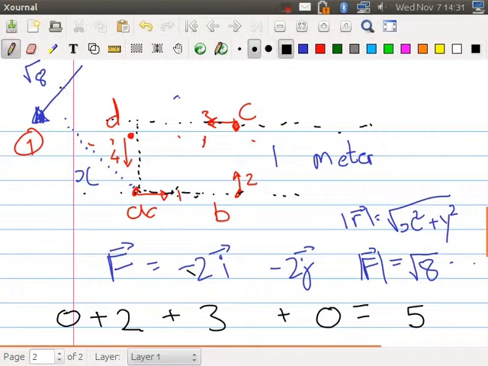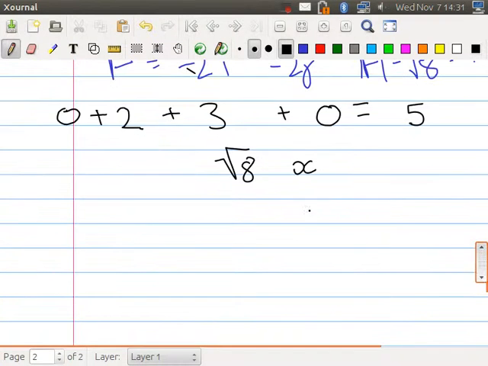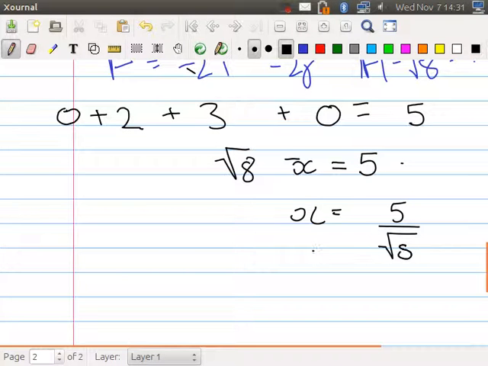Now this single force here is root 8 multiplied by x. So the total turning force is this. But what should this equal? It should equal 5. So I get x equals 5 over root 8. Root 8 is not 4, root 16 is 4. Okay, so that's the x.